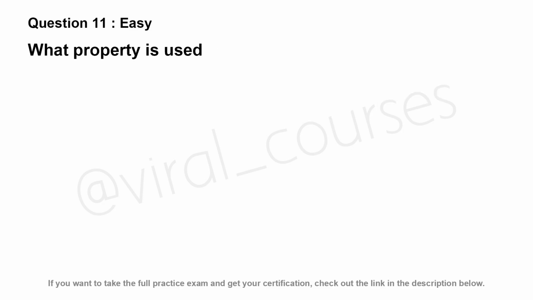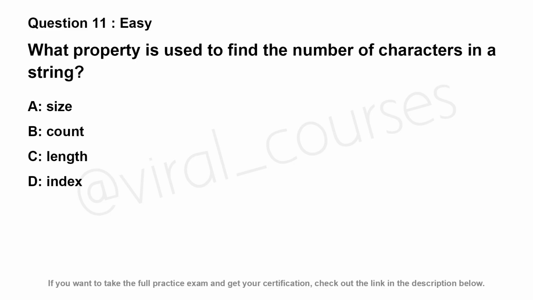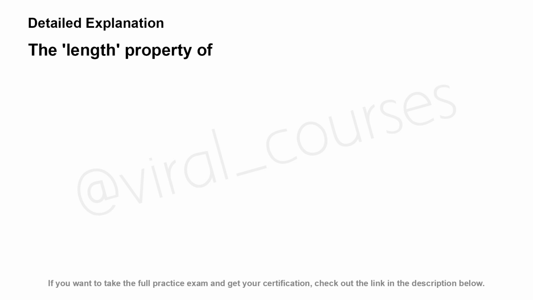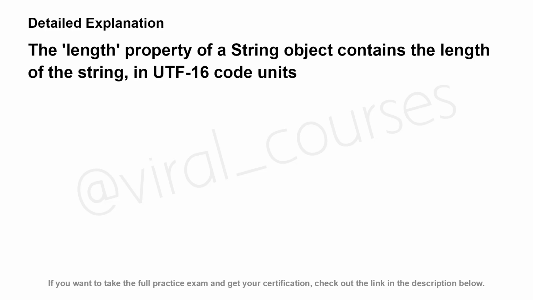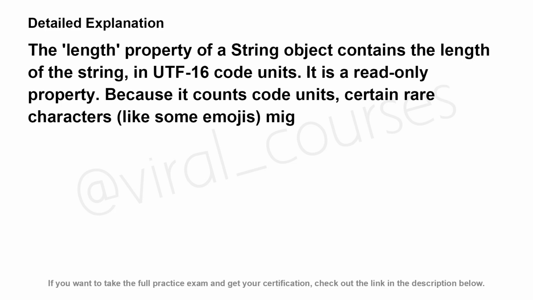What property is used to find the number of characters in a string? Option A, size. Option B, count. Option C, length. Option D, index. The correct answer is C. The length property of a string object contains the length of the string in UTF-16 code units. It is a read-only property. Because it counts code units, certain rare characters, like some emojis, might actually take up 2 units of length.